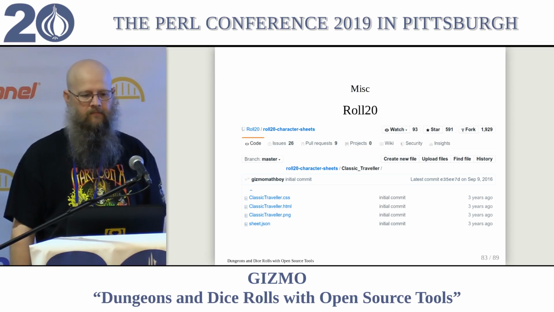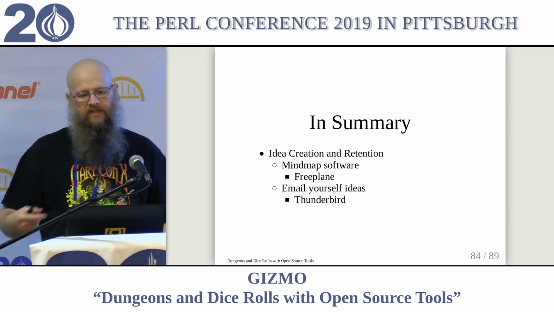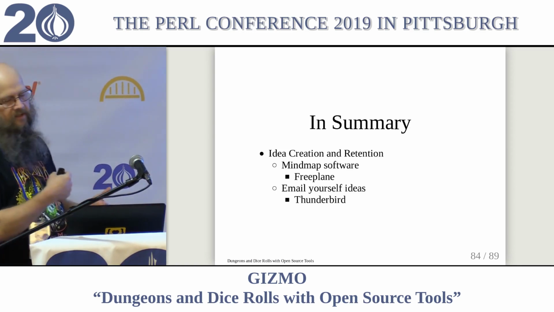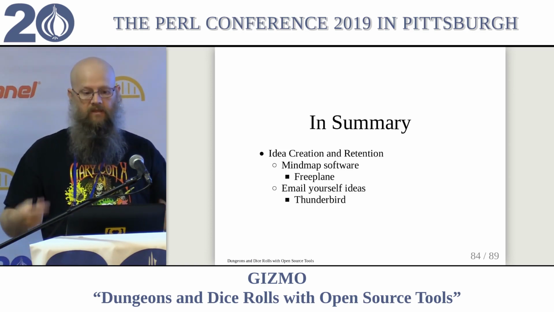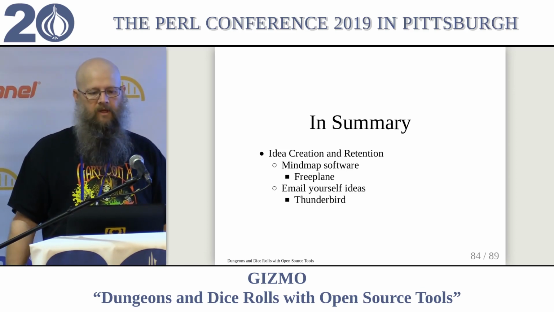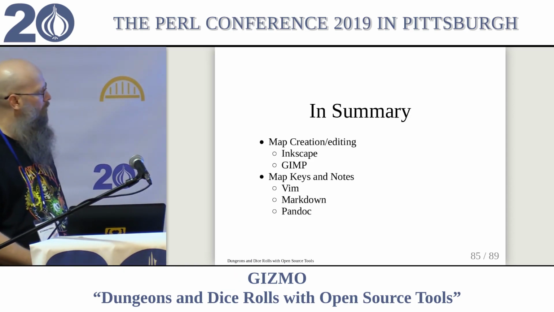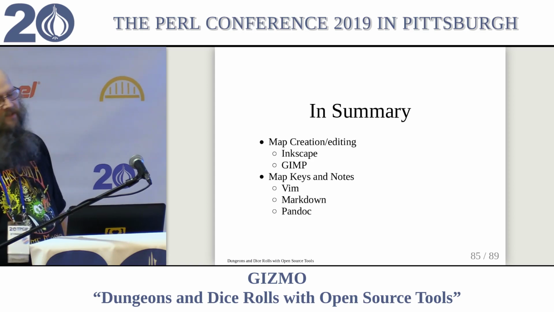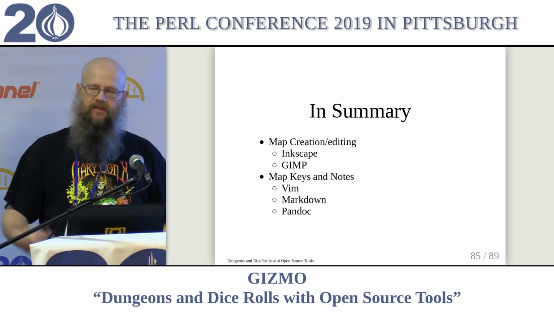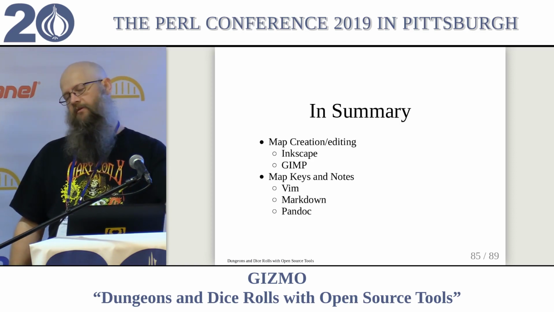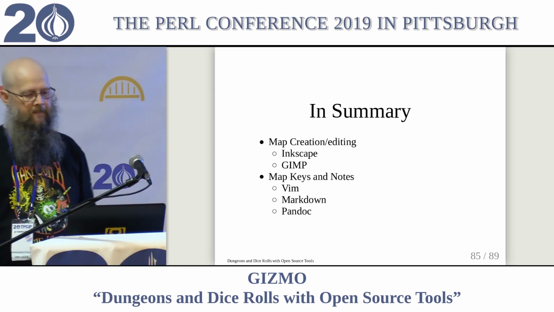So in summary, for idea creation and retention, I like to use mind map software, and for that, it's Freeplane. I email myself ideas, so I use email, primarily Thunderbird. If you're creating maps, towns, cities, whatever, I like to use Inkscape primarily, and GIMP when I have to. For maps, keys, and notes, I use a text editor, Vim specifically. Starting to use Markdown more. Eventually I'll use Pandoc because I have a crazy idea for my character sheet that uses Pandoc.